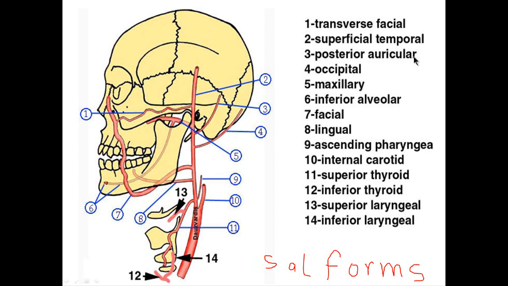Posterior auricular, you have to say it like a pirate. That's number 3 right here. Here's the ear, would be here. Posterior auricular. M stands for the maxillary. Remember the deep face, infratemporal fossa. Number 5, the maxillary artery going deep. You had to cut away chunks of the mandible to see it.